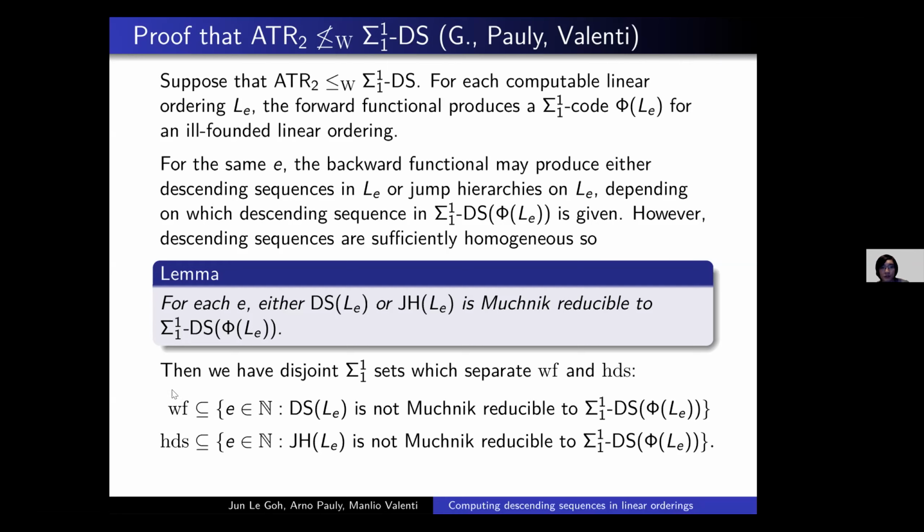And furthermore, if LE is well-founded, then this is the empty set. So of course, the empty set is not Mushnick reducible to anything. Similarly, by Friedman's result, if you have a hyperarithmetic descending sequence, then you don't have a jump hierarchy. So this is the empty set. So again, HDS is going to be a subset of this set. So this construction now contradicts the corollary on the previous slide, which completes the proof.